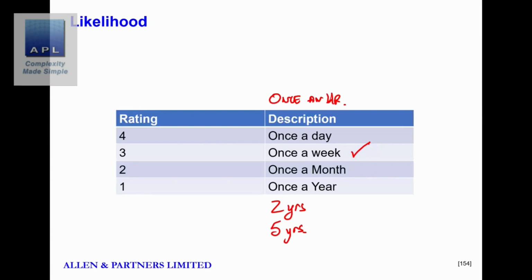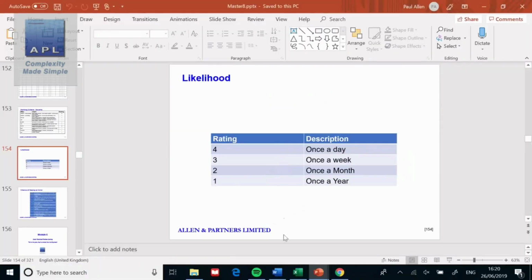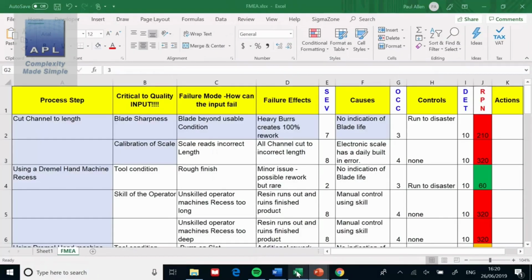So let's go back to the FMEA form. Okay, so no indication of blade life. I've scored it a 3. And then it says, what's the current control? Well, there is no control. What we do is we run to disaster. What I mean by that is we run until we get the problem, and the problem becomes so acute that someone eventually says, I can't use this anymore, please change the blade. You run to disaster. And that to me is a 10.